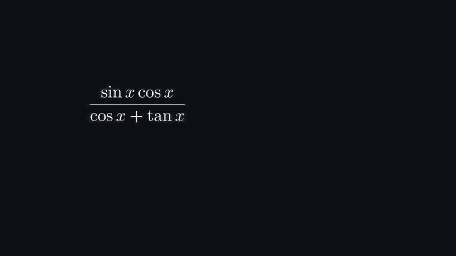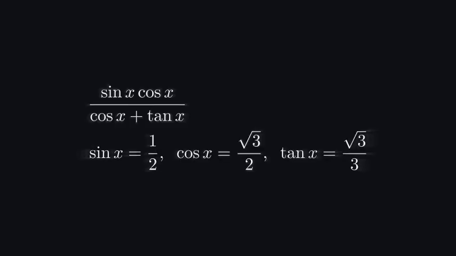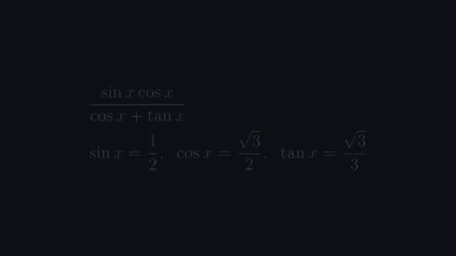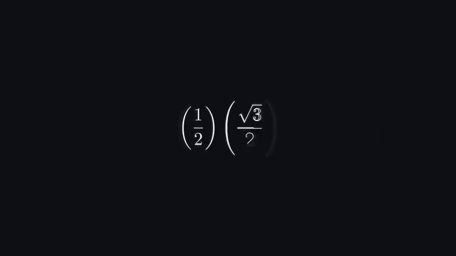Sin of x cosine of x over cosine of x plus tan of x. Sin of x equals 1 over 2. Cosine of x equals √3 over 2. Tan of x equals √3 over 3. First, simplify the numerator.